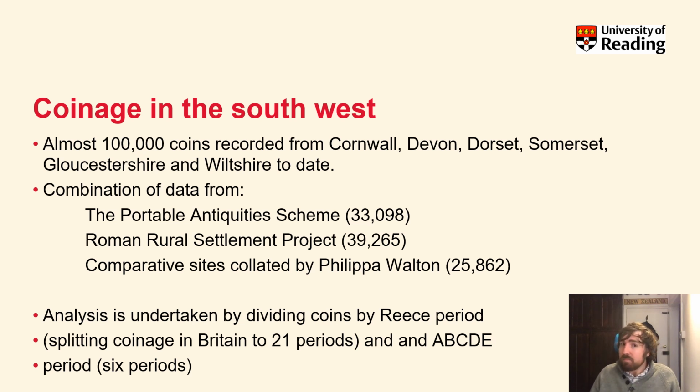When I first did the data collection, I was thinking perhaps you'd have about 50 to 60,000, but it took me by surprise. And so I wanted to explore the Portable Antiquities Scheme data in a bit more detail, and that's what we're going to talk about for the next few minutes.